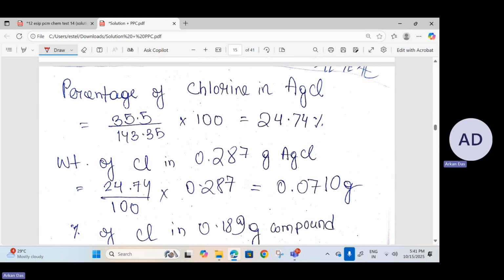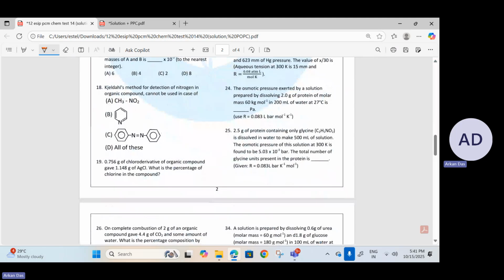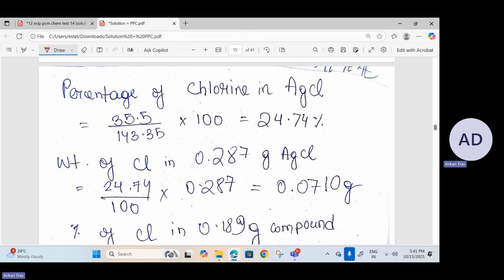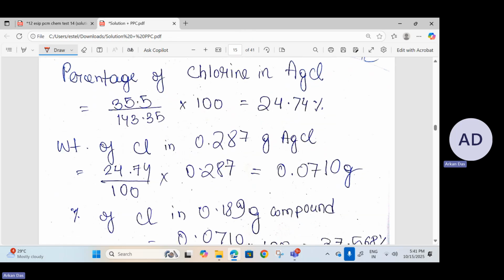So let's go for next question, question number 19. Question number 19 says that if 0.756 gram of a chloro derivative of organic compound gave this much gram of AgCl, what is the percentage of the chlorine in the compound? Guys, when we look for it, we do find that chlorine percentage in AgCl. How much is the percentage of chlorine in AgCl? That is coming out to be 24.74%.